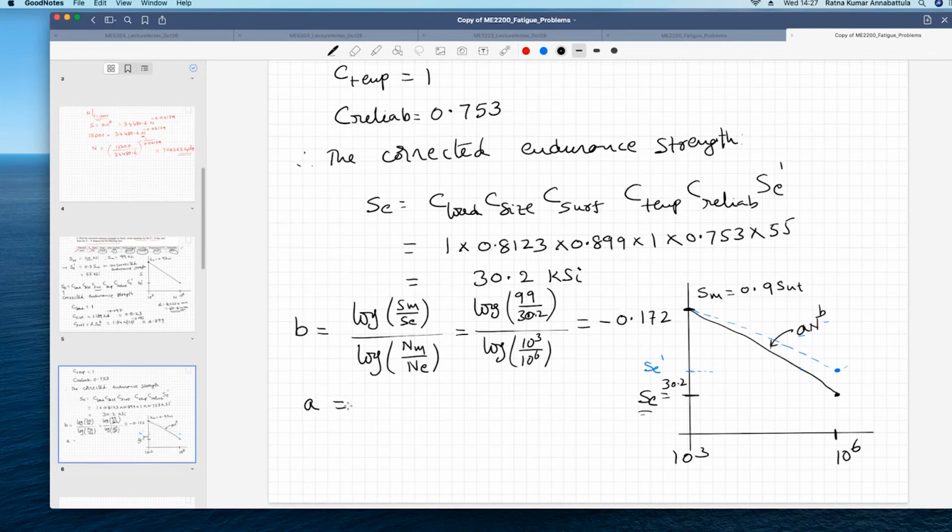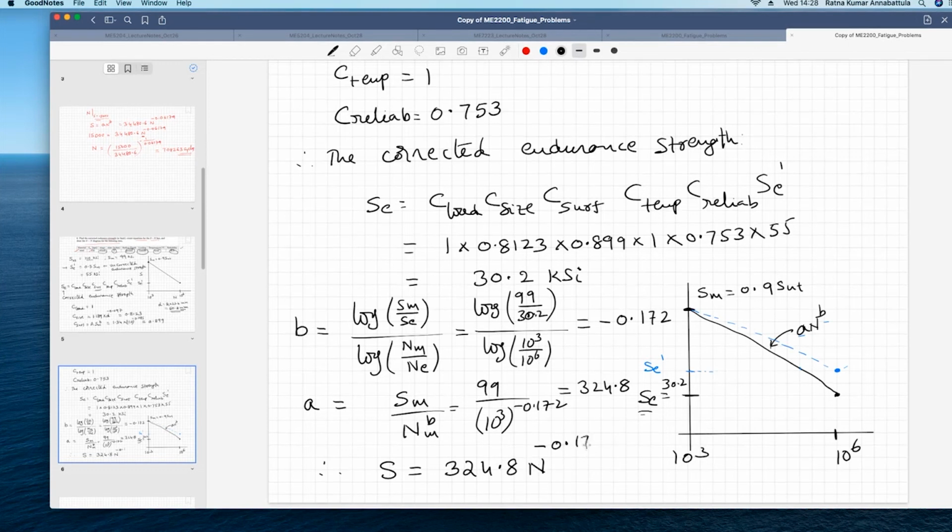And similarly, you can find out A is equal to, again, SM by NM power B, that is 99 divided by 10 cube power minus 0.172. That turns out to be 324.8. Therefore, your SN curve equation will be 324.8 times N power minus 0.172. In this equation, if you plug in 10 power 6 cycles, then you should get back your 30.2. That is the verification that one needs to do. So you plug in N equal to 10 power 6 cycles, then you should get back this 30.2.